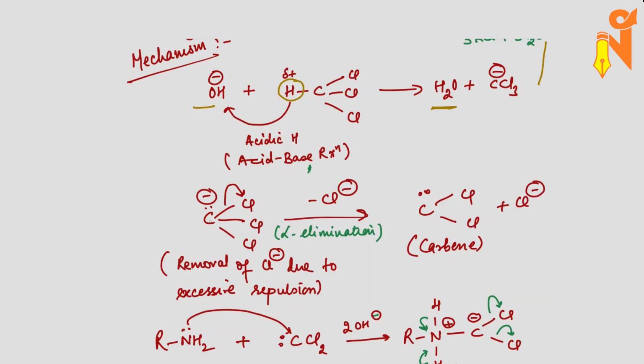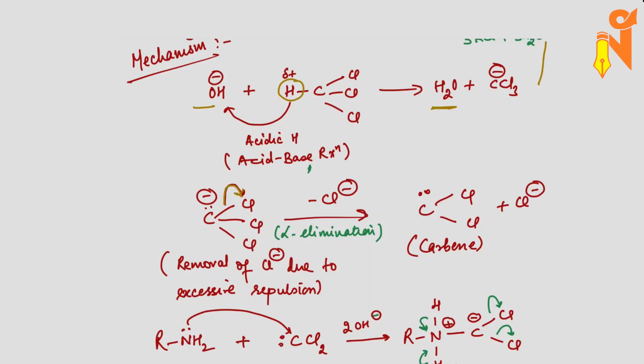Now in the CCl3 minus, carbon is carrying a negative charge and 3 chlorines are present. These 3 chlorines have lone pairs on their outermost shells also, and carbon is also carrying a negative charge on itself. So basically strong repulsion is going to happen, and ultimately carbon will try to get rid of the negative charge. So what it will do, it will kick the chlorine out of its structure.